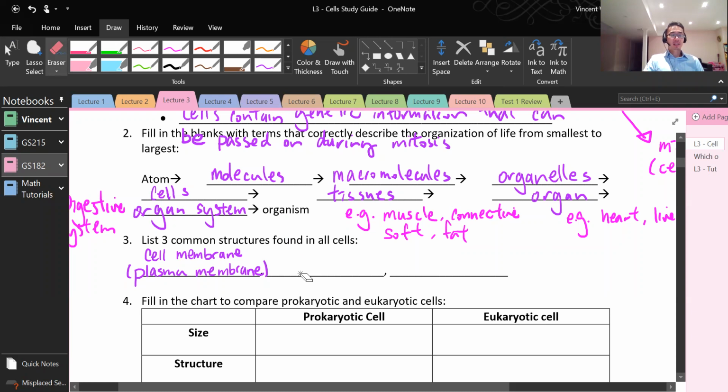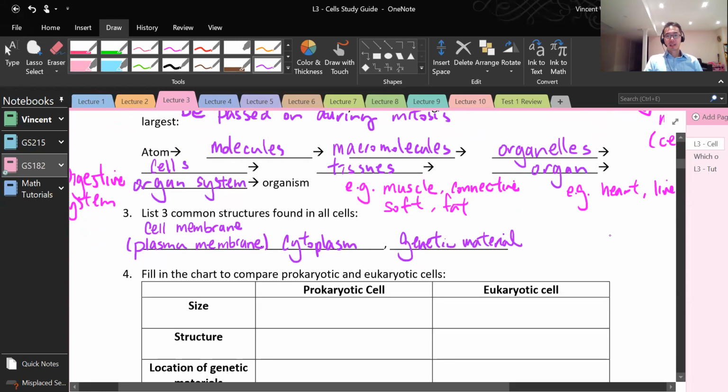The next part is cytoplasm. That's the gel-like fluid inside the cell membrane, where the organelles are going to be floating around. It's not alive. It's just a gel-like fluid. And finally, they all have genetic material, like DNA. We talked about that. These are common things found in all cells.